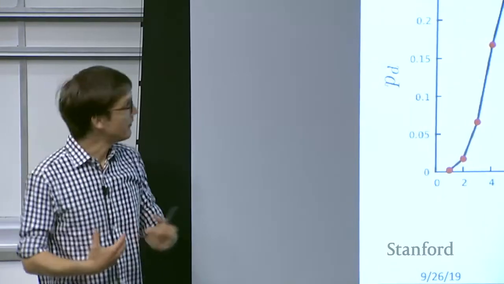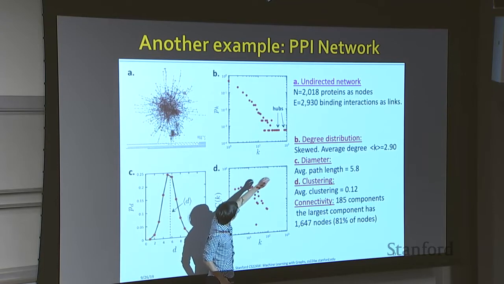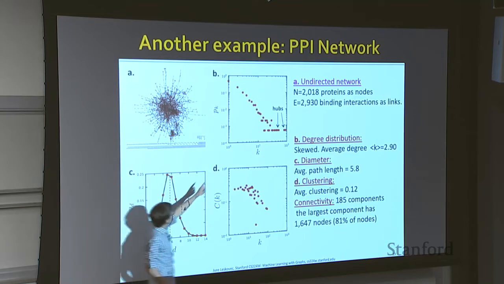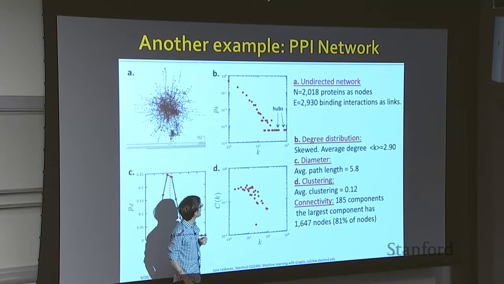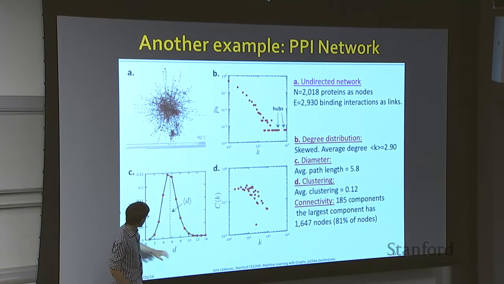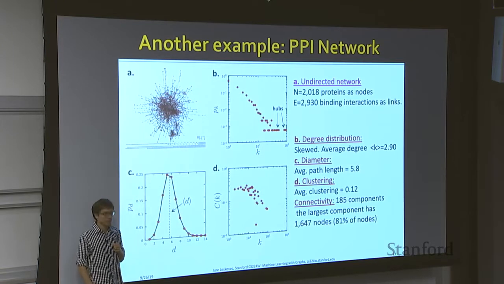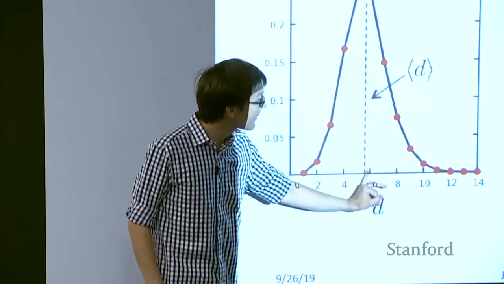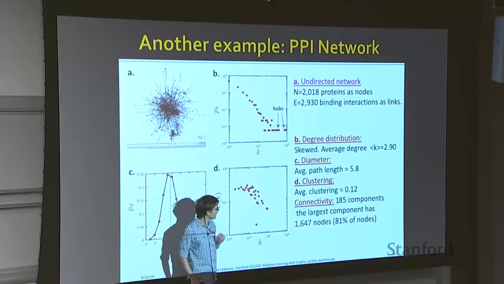I show you that in a very different domain, in biology, if you take a protein-protein interaction network with 2,000 nodes and about 3,000 connections, you see similar things. This is the degree distribution on a logarithmic axis, and you see how it looks similar to what we had before. Here is the distribution of shortest path lengths, something very similar to what I showed you for Microsoft Instant Messenger. Here, the average shortest path length, I think, is 5.8 or something like that. And this is the distribution of the clustering coefficient.